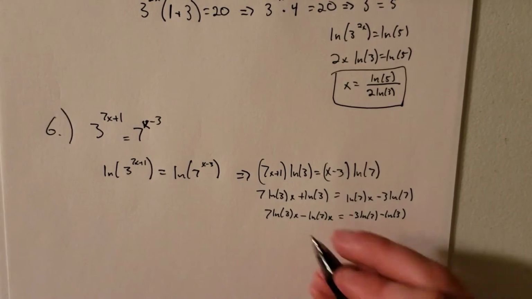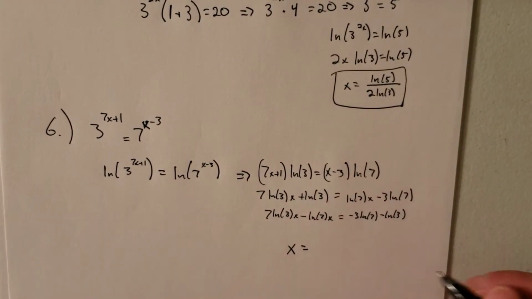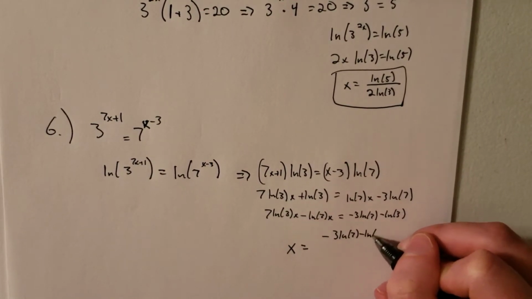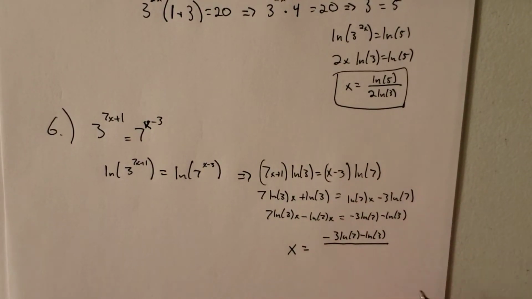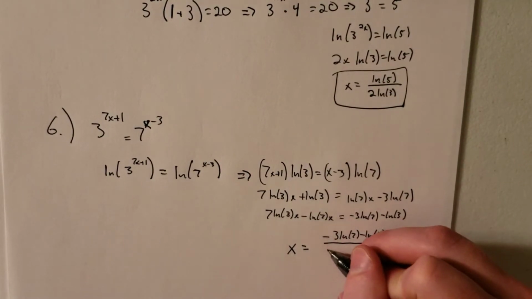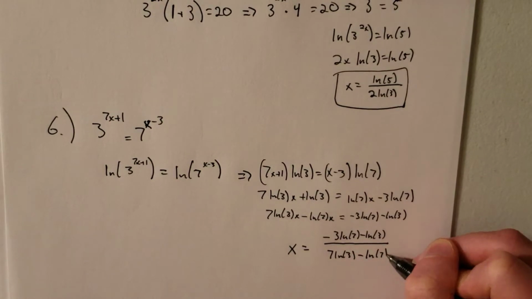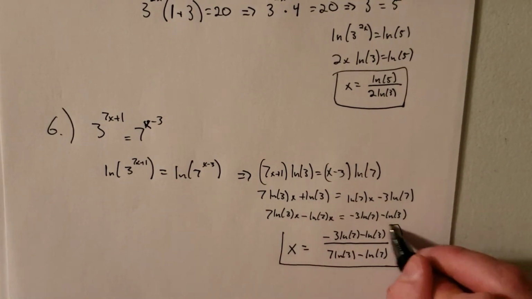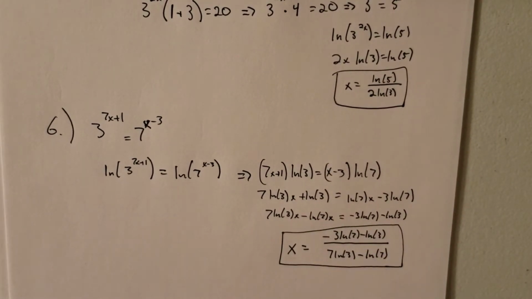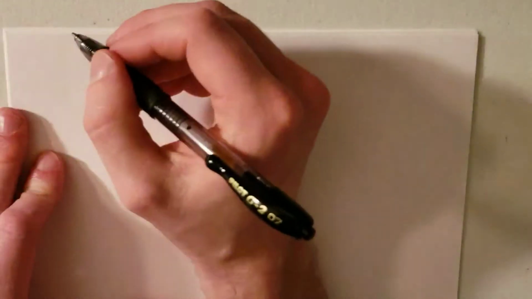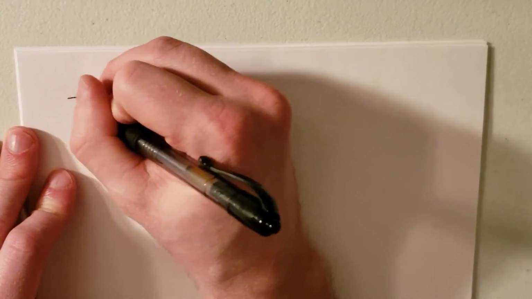Factor out an x and then divide, and we get x is equal to negative 3 ln of 7 minus ln of 3 divided by, right, we factored out an x here, so what's left over is 7 times ln of 3 minus ln of 7. And so we solve for x. We have one more example that we want to cover from this first half of 4.5. So I will do that here.